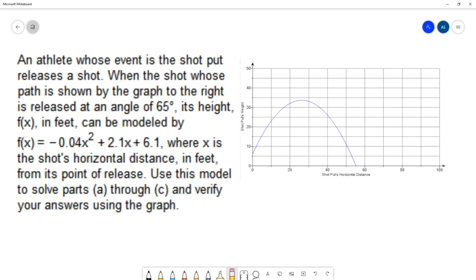So we have here the graph, which is the model of the shot put's throw. So we have the shot put's horizontal distance and the shot put's height.